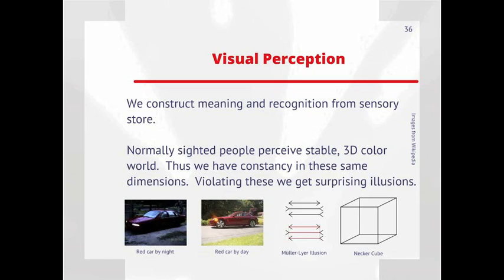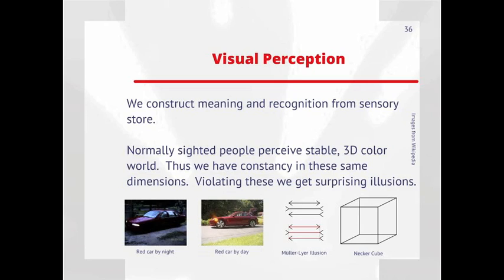And by visual perception, we mean not just visual perception, but perception in general, meaning that we take information from our sensory stores and we try to construct meaning from them. So you're going to transfer the information from our sensory store and put it into working memory. And during working memory, we use our visuospatial sketchpad to construct meaning from it, right? And normally sighted people perceive pretty much stable environments that are both 3D and colorful.